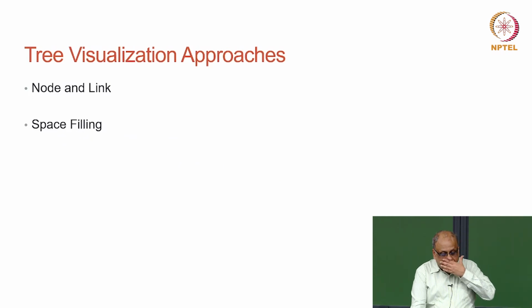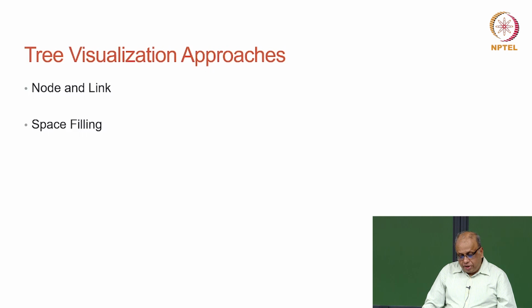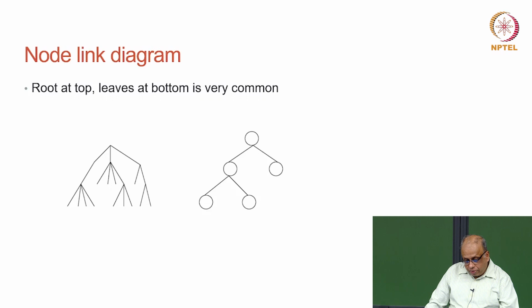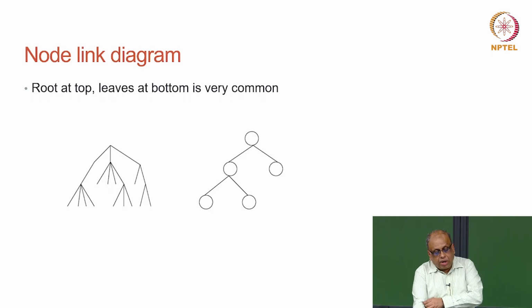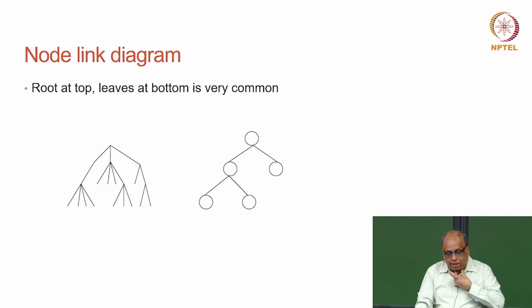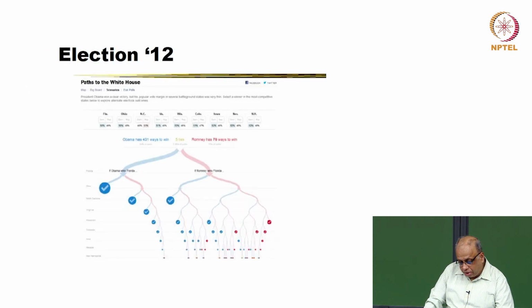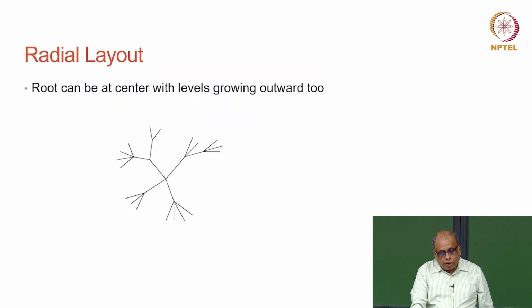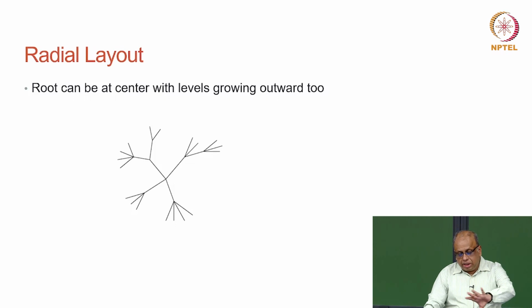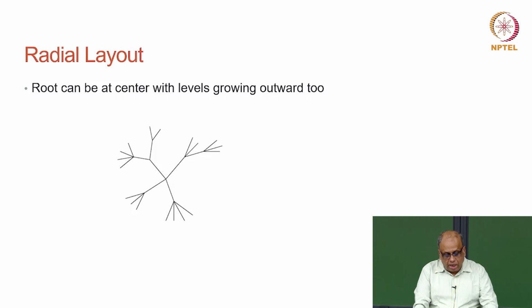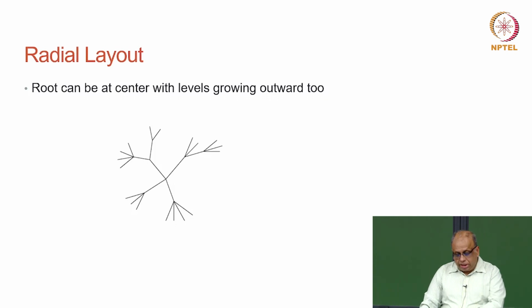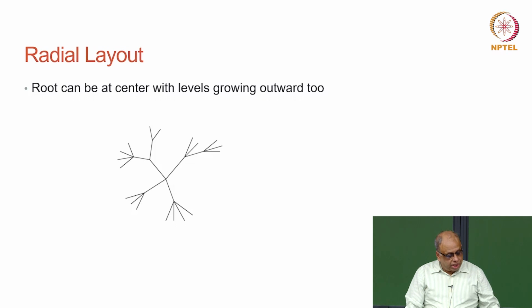So tree visualization has two kinds of approaches. One is node and link, and the other is space filling. In node and link, you have the root at the top and leaves at the bottom, which is a very common kind of structure for trees. Or you can have the root at the center and the tree structure jutting out from the center. That is also possible, and sometimes that is a better way because then the space is more efficiently utilized.